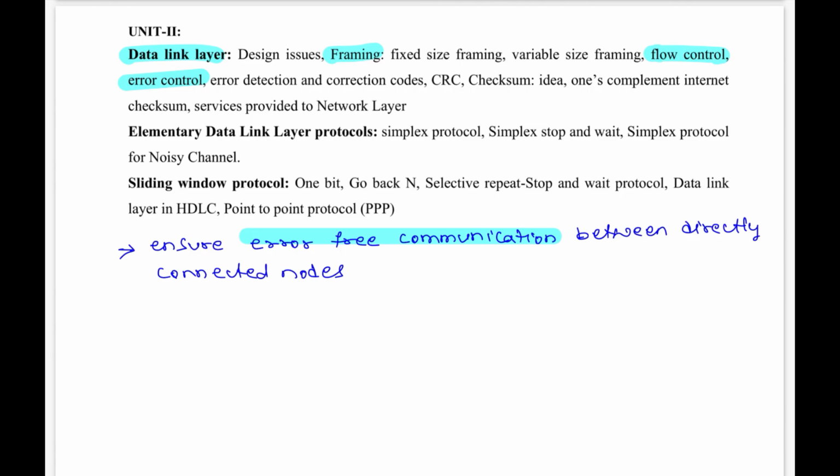Okay, the design issues, what are the design issues? One is framing, flow control and error control. So the framing methods are fixed size framing and variable size framing. And error detection methods, error detection and correction codes. In this we have three methods for error detection and correction codes.